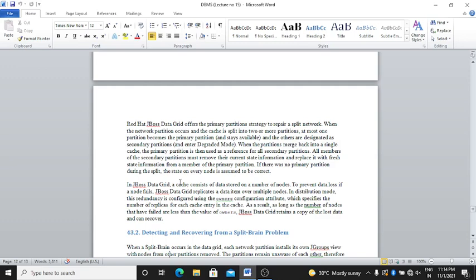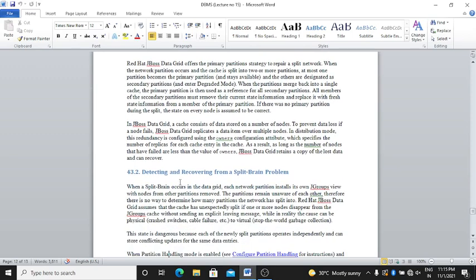In distribution mode, this redundancy is configured using the owners configuration attribute, which specifies the number of replicas for each cache entry in the cache. As a result, as long as the number of nodes that have failed is less than the value of owners, JBoss Data Grid retains a copy of the lost data and can recover.